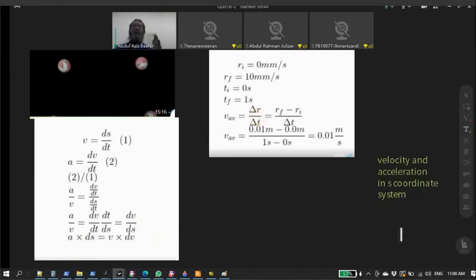Now we can look at this one, which represents the instantaneous kinematic properties, right? So we have instantaneous velocity and instantaneous acceleration.